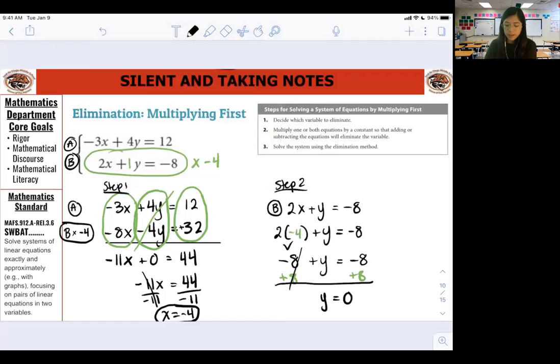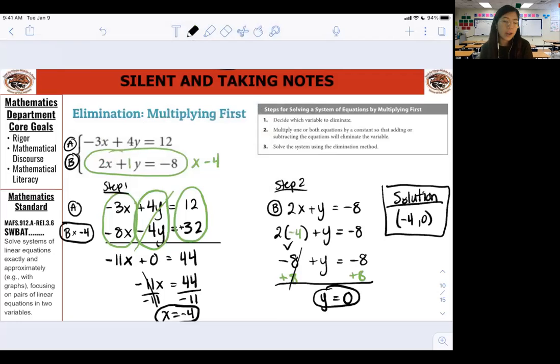I know it looks a little sketchy, but that just means that my final solution is -4, comma 0. Exactly. Sometimes you do just end up with y equals 0 or x equals 0. And always check your work to make sure that's the right answer. And sometimes that's okay. That's fine. That is my solution, -4, comma 0. Any final questions before I have you guys try this completely on your own?